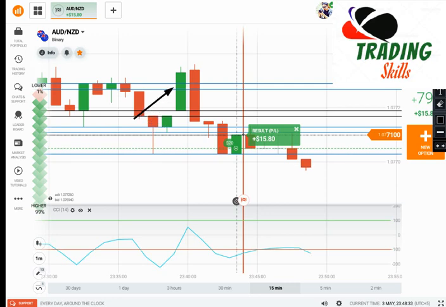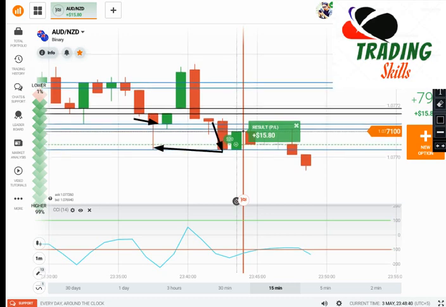Now you can see buyers entered. What happened here? Again the market went down, closed exactly at the rejection area, this area. Again what happened? Buyers entered. So this is how you can analyze the market and you can easily take your trades.